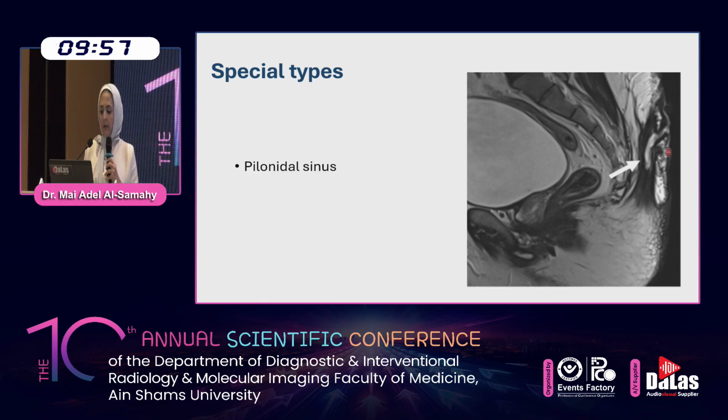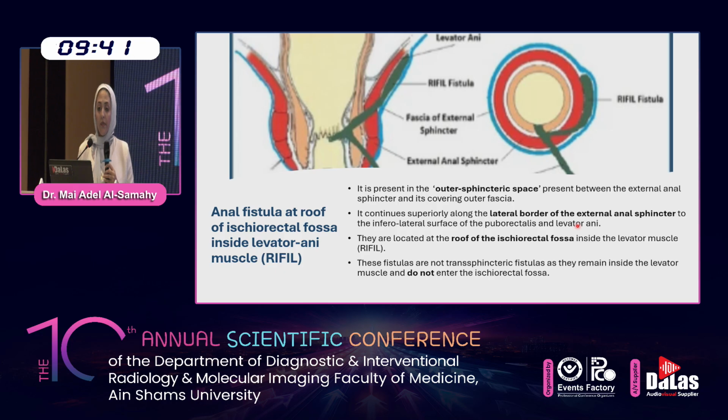The second is the pilonidal sinus. It's a superficial tract. It's actually not a fistula. We have an infection localized within the subcutaneous tissue, totally included within the subcutaneous tissue with no connection to the internal anal canal. And the last but not the least, this is actually the star of our presentation, is the rifle fistula.